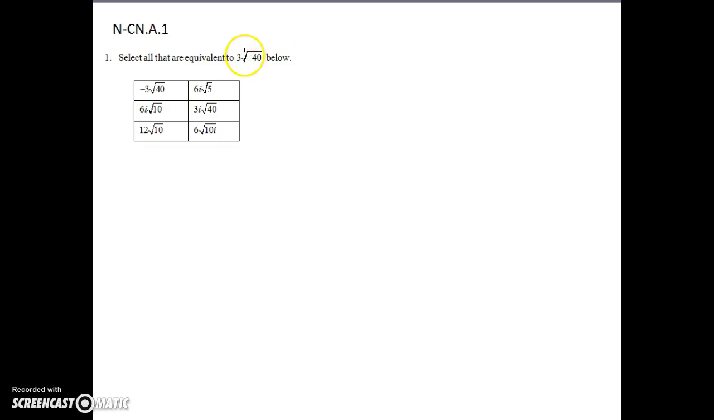To select all that are equivalent, what we want to do is start reducing this radical and check it each step of the way. So whenever we have a negative inside the square root, we take out our i. So we have 3i square root of 40. Before we go on, we're going to go over here and check, and we actually see that one, so we're going to shade that in just a little bit so that we know it's selected.